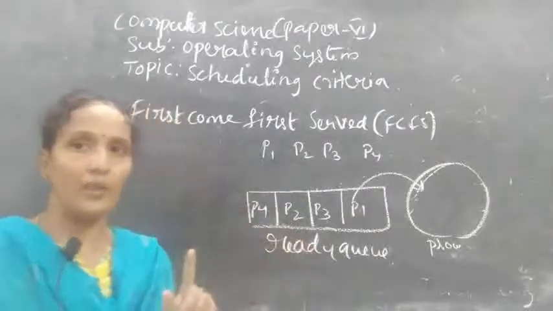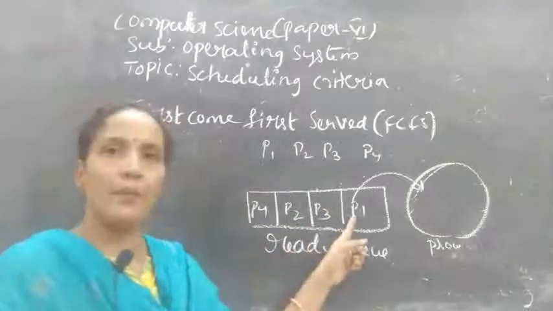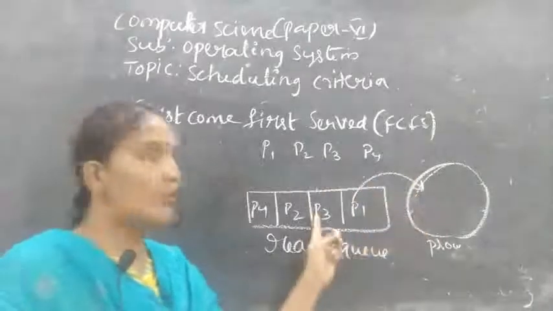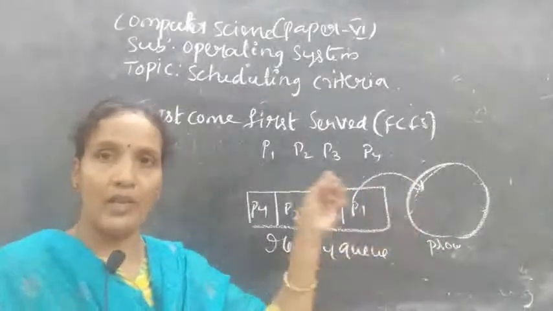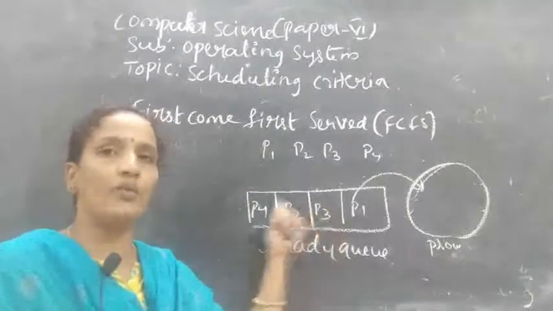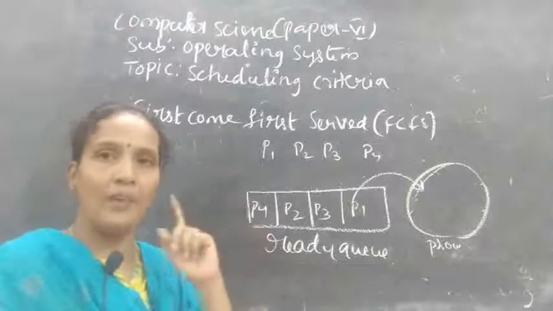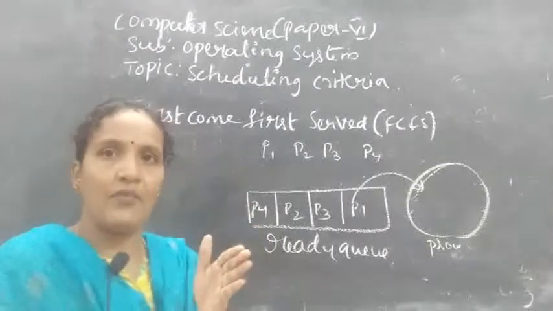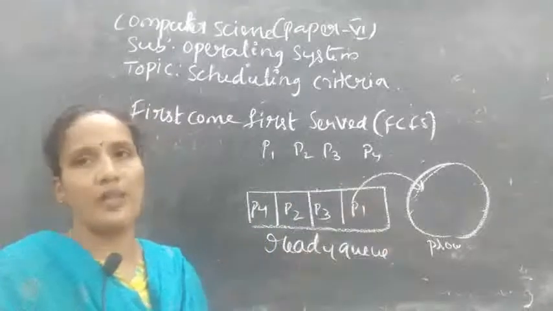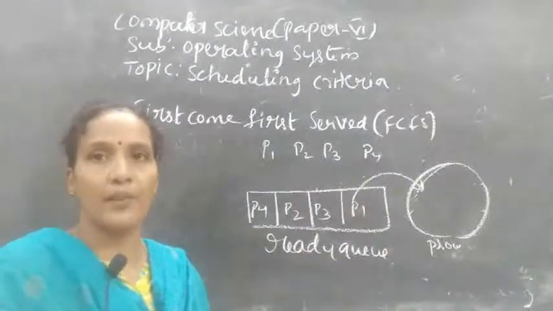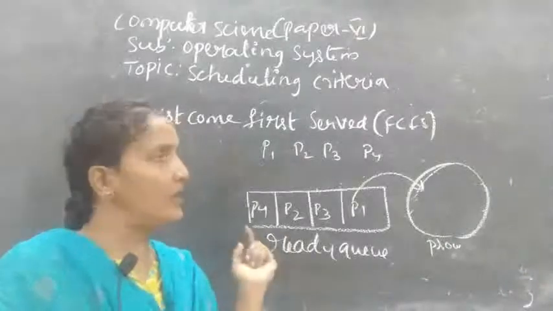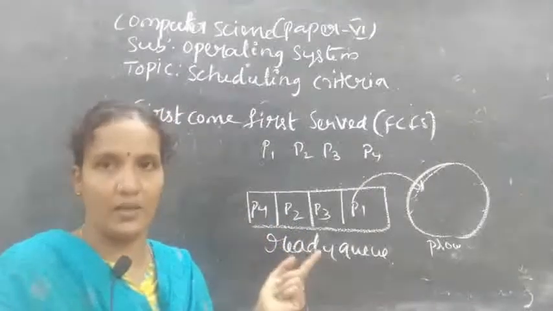Clear? And one more point. If, for example, P1 is executing inside the processor, inside the CPU, no other process can enter the CPU. When one process is inside the CPU, the other processes need to wait. Only after the first process completes its execution will the second process enter. It is non-preemptive, meaning if one process is with the CPU, another process cannot enter.